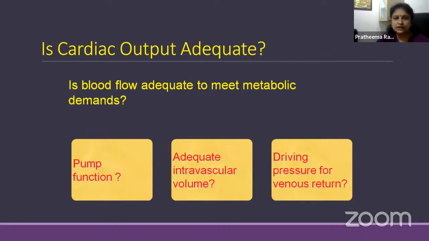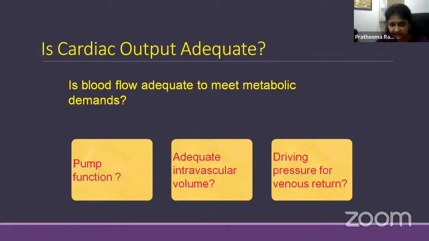Is the cardiac output adequate? As I told, there is no normal cardiac output; it is going to be whether adequate or not. So what do we have to know? Is the blood flow adequate to meet the metabolic demands? If it is not, what is the pump function? How is the heart? And is there adequate intravascular volume?